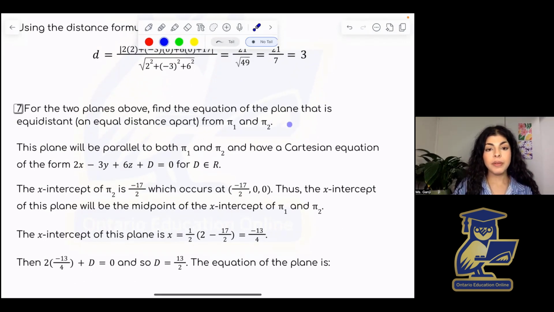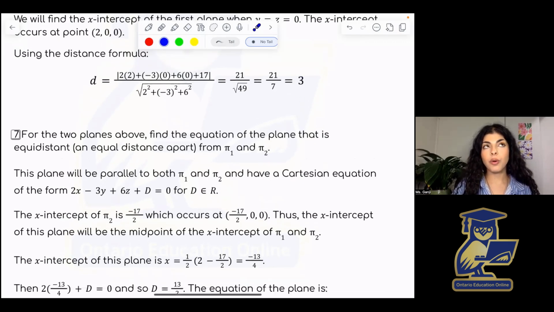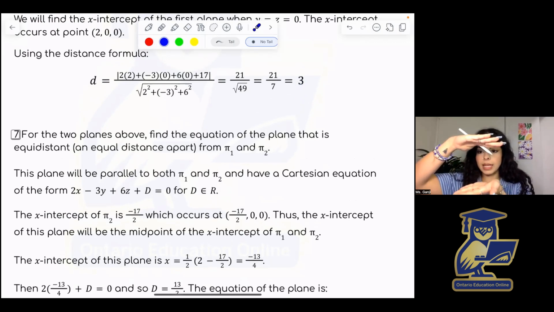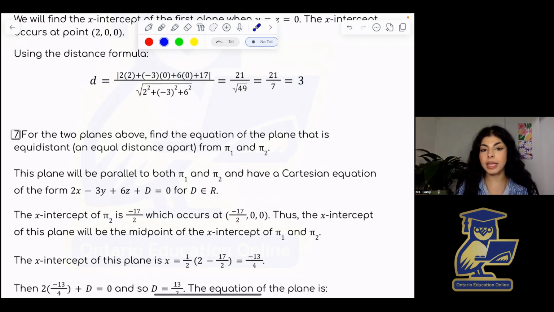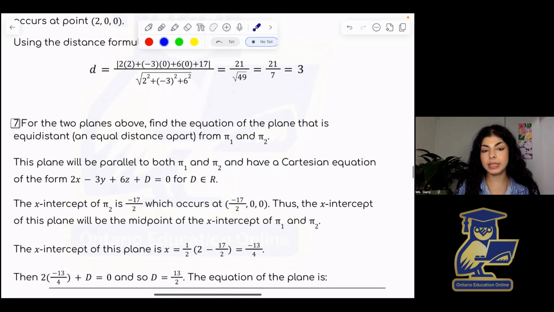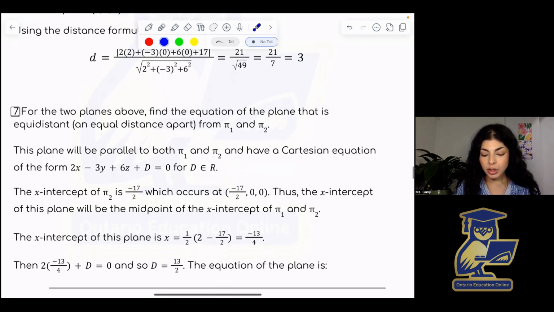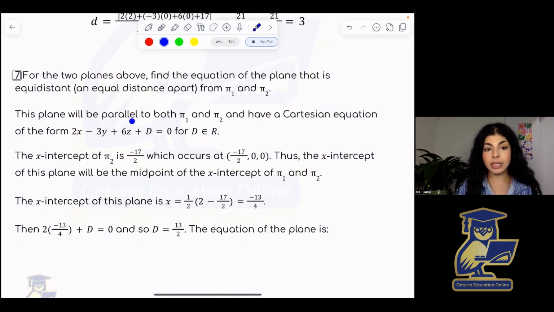For the two planes above, you might be asked to find the equation of the plane that is equidistant from the two planes, which means an equal distance apart. Knowing that they have a distance of 3 between the two planes, that means if you have two planes like this, you want to find the one that's directly in the middle, so it will be an equal distance apart from each of them.